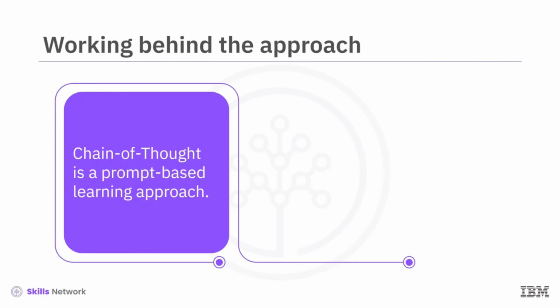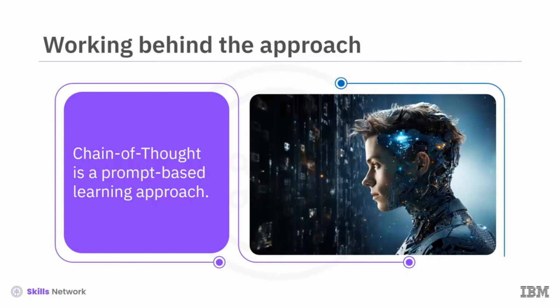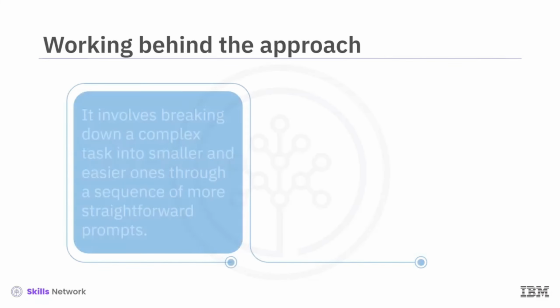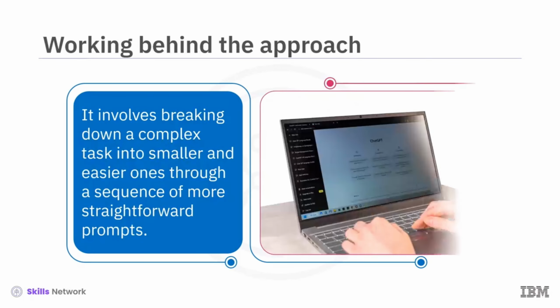Chain of thought is a prompt-based learning approach that involves constructing a series of prompts or questions to guide the model to generate a desired response. Using this approach, you can demonstrate the cognitive abilities of the generative AI models and better explain their reasoning process. It involves breaking down a complex task into smaller and easier ones through a sequence of more straightforward prompts, with each prompt building upon the previous one to guide the model toward the intended outcome.